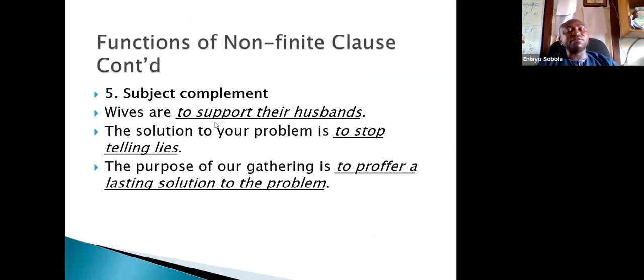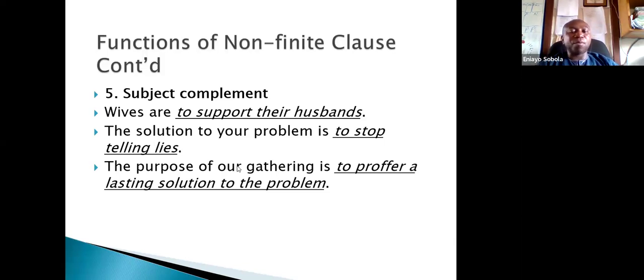So we can also have non-finite clause as subject complements. It complements the subject. Wives are to support their husband. To support their husband modifies the subject wives. The solution to your problem is to stop telling lies. To stop telling lies modifies the subject, the solution to your problem.